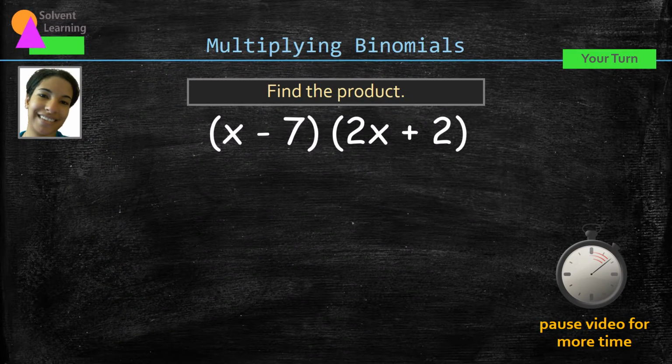Okay, now it's your turn to try. You can find the product of these two binomials by multiplying them together. You can use either method, the double distribution or FOIL. You can pause the video if you need more time.